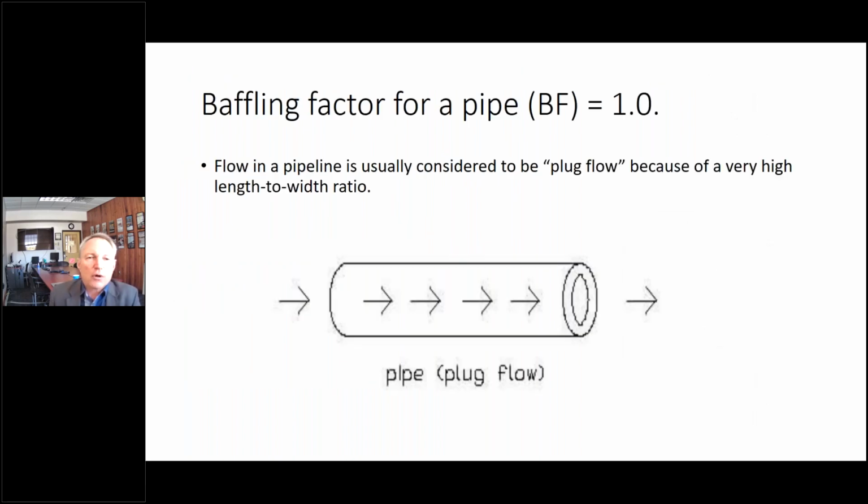And then all the way down to the bottom of that original list was the pipeline. Plug flow is considered a perfect flow, so there's no opportunity for short circuiting. That's the consideration here. So the pipe volume equals the effective volume.